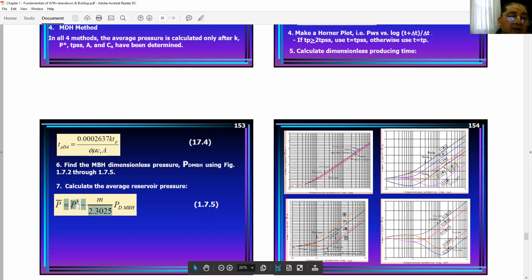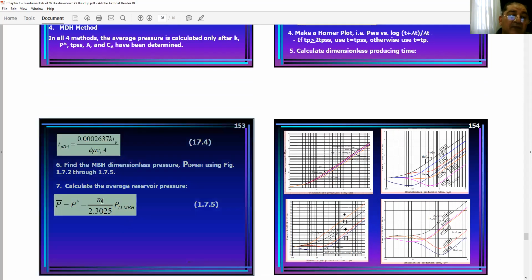Now with p* from the Horner plot, and of course m, which you know, taken already from the Horner plot, put PDMBH here and you will be able to calculate p average. So you are done.